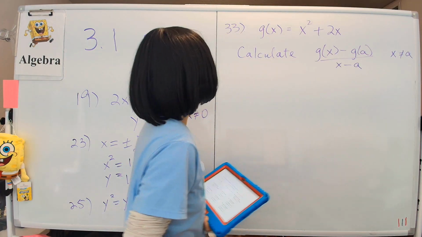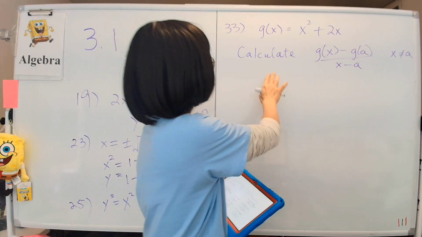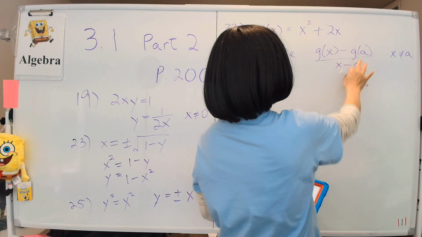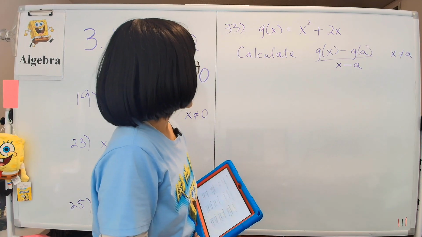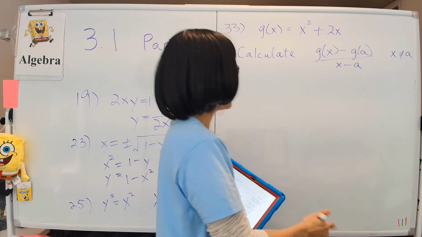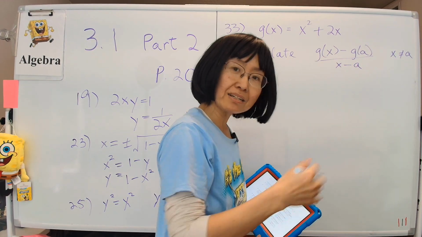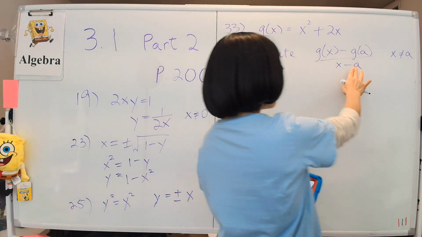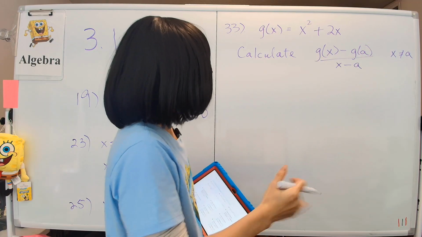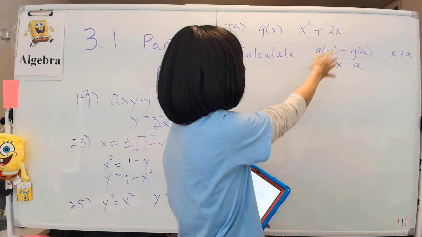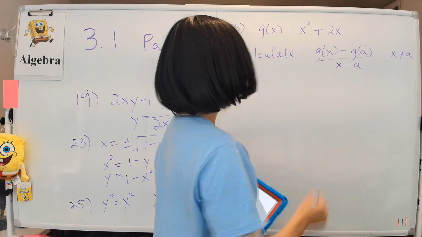Next, let's look at problem 33, where we have g of x is x squared, etc. And we're supposed to calculate g of x minus g of a divided by x minus a. You might wonder, why do we want to do that? Don't ask, okay? And remember, x is not a, because if x is a, the denominator is 0, and that is not acceptable. So we always specify the denominator is not 0, which is what that sentence says.